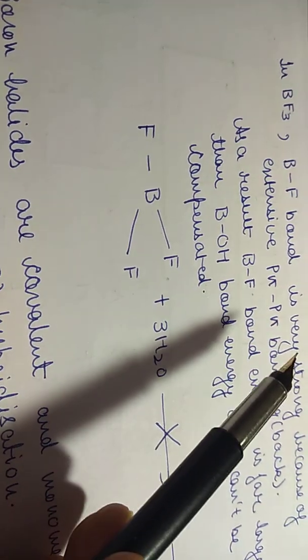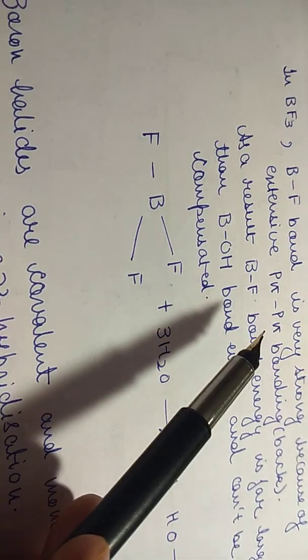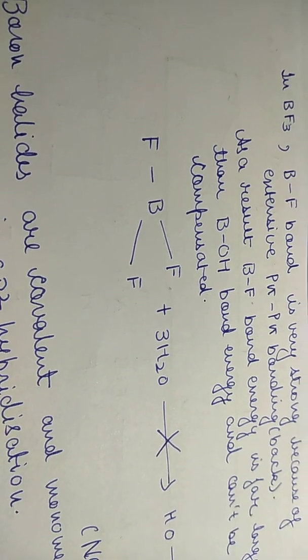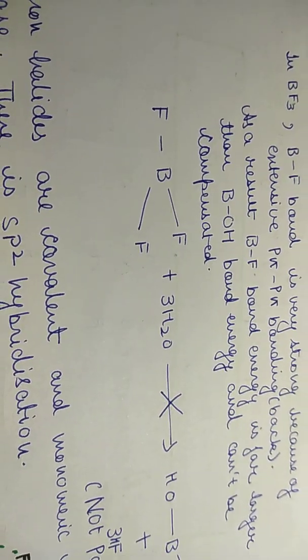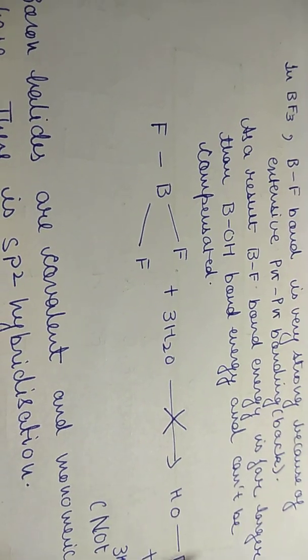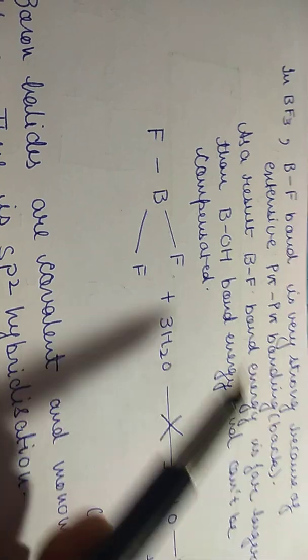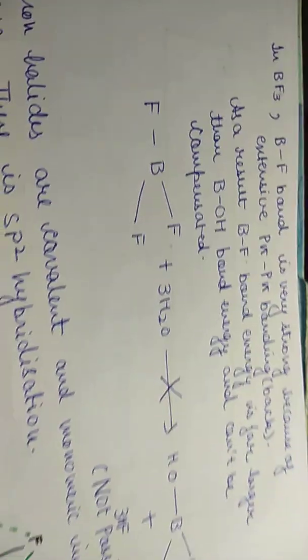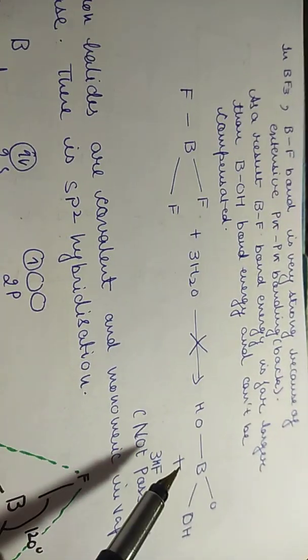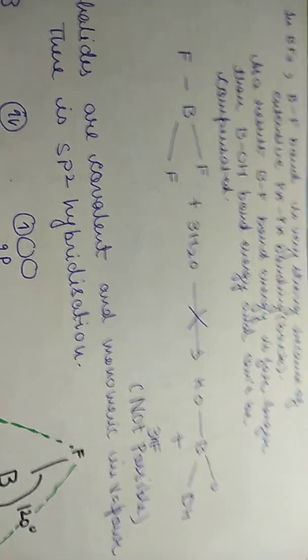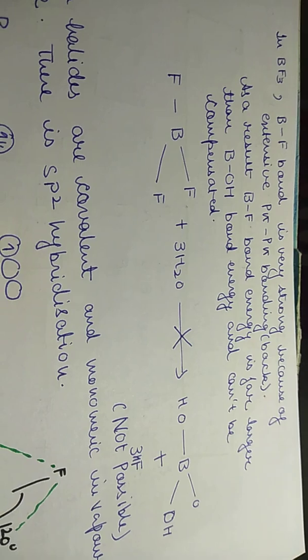So the B-F bond is a very strong bond because of extensive p-pi back bonding. इसमें back bonding है, which I'll explain later on also. As a result, the B-F bond energy is very large, larger than the B-OH bond energy, and it cannot be compensated. Therefore, this reaction is not possible.